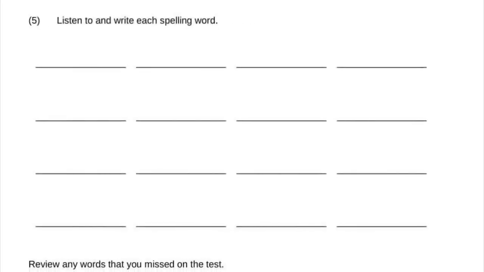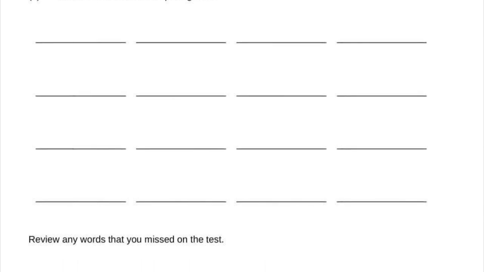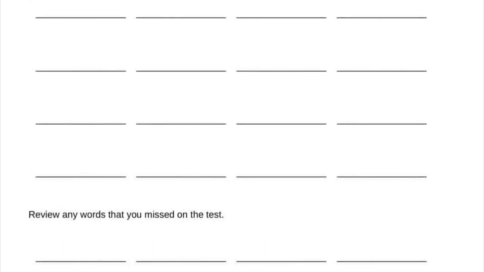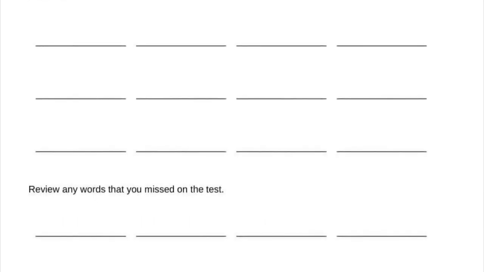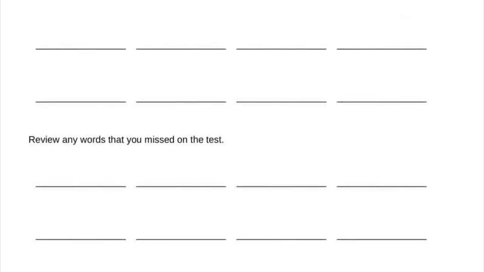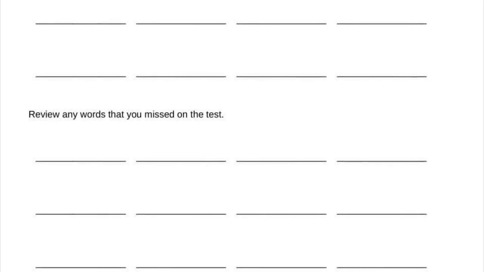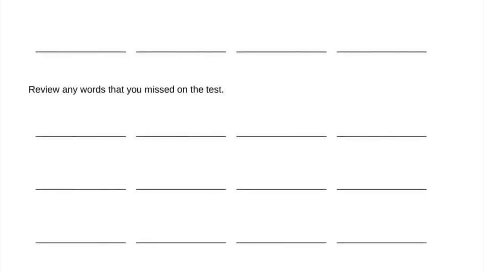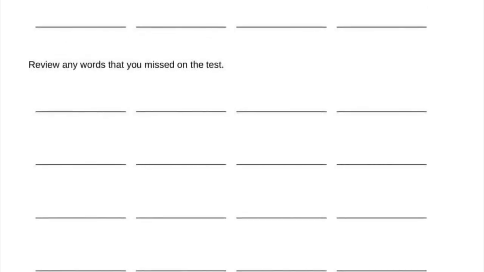The final activity of each lesson is a test. I read each word aloud to my student, and my student writes the words down, drawing on their knowledge of the English spelling system. If my student misspells any of the words, they can review the missed words by practicing the spelling again.